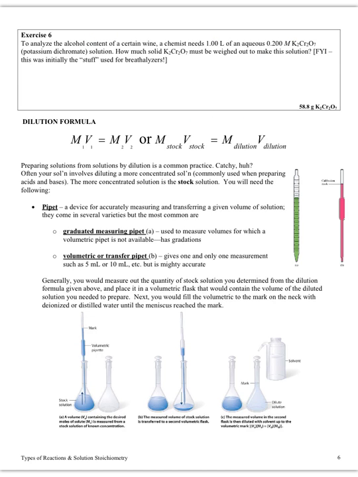I'm not going to work out exercise number 6, but I do want to go over the information that's given and the plan of attack. To analyze the alcohol content of a certain wine, a chemist needs 1 liter, there's volume, of an aqueous 0.2 molar potassium dichromate solution. How much solid potassium dichromate must be weighed? I need how much solid, I need a mass in grams.